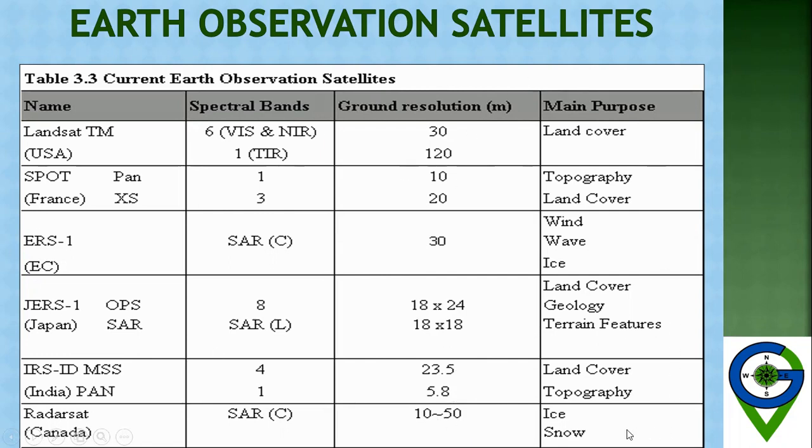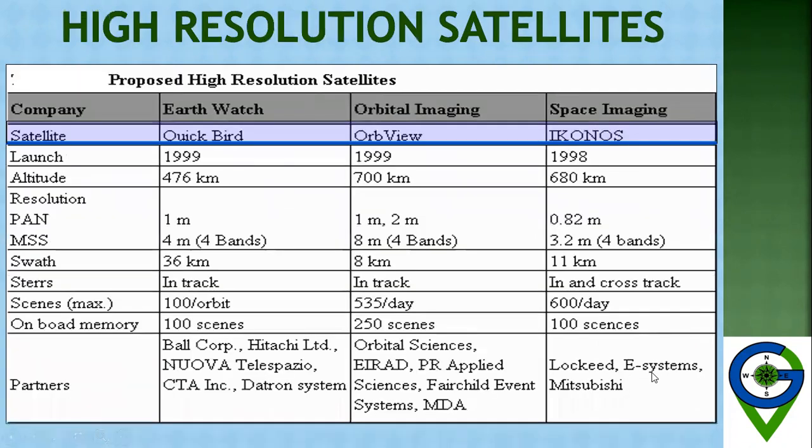Accordingly, the purpose of each is also defined over here. Landsat can be used for land cover and topography, and IRS images can be used for land cover and also for topography. Then these are the proposed high resolution satellites. You can go through it.